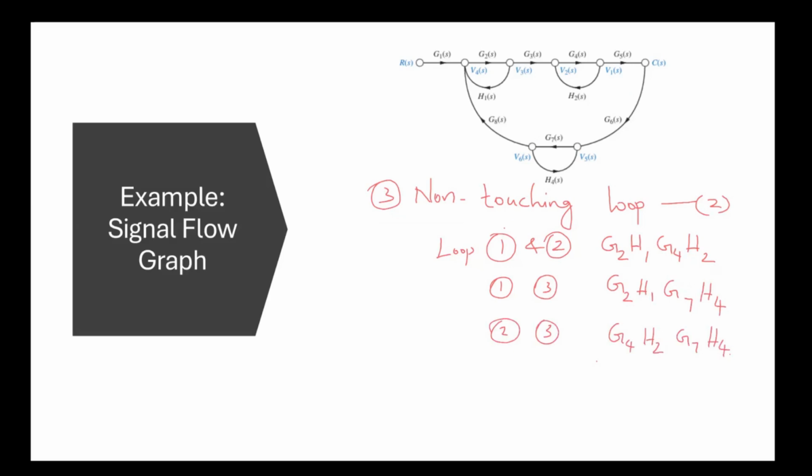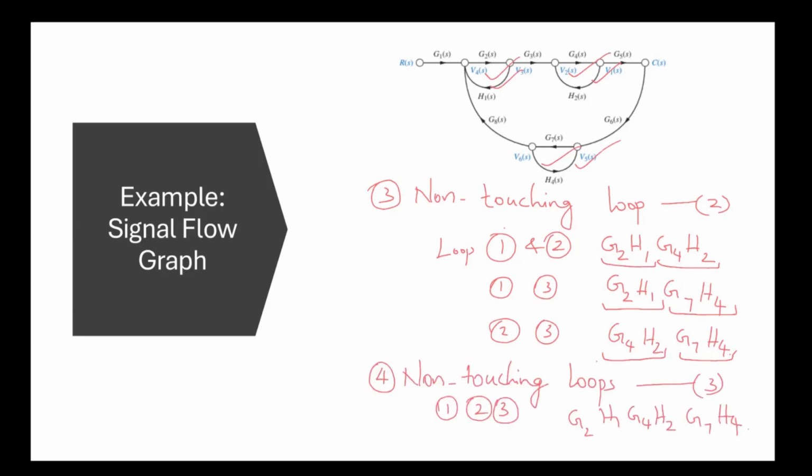The next thing that we need to consider is the non-touching loops. Here there are three combinations of non-touching loops: loop 1 and 2, loop 1 and 3, loop 2 and 3. So the gains after multiplication will be G2H1 into G4H2, G2H1 into G7H4, G4H2 and G7H4. So these are the gains of non-touching loops taken two at a time.